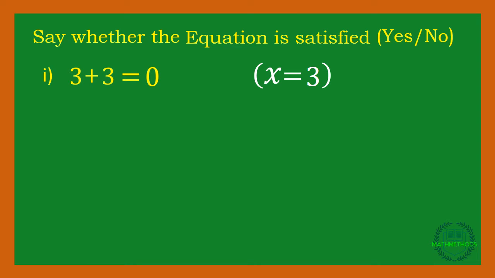Now the equation is 3 plus 3 equals 0. Now the value of the left hand side is 3 plus 3, that is 6. And the value of the right hand side is 0. This means the value of the left hand side is not equal to the value of the right hand side. This means the value of x can't be 3. The equation is not satisfied for the value of x equals 3. So the answer here is no.